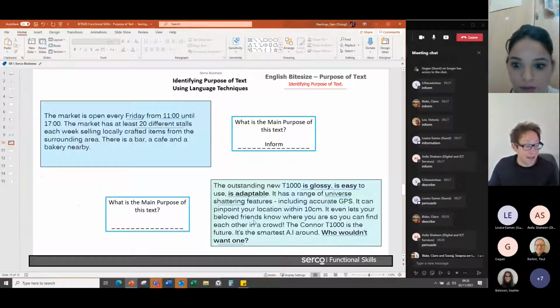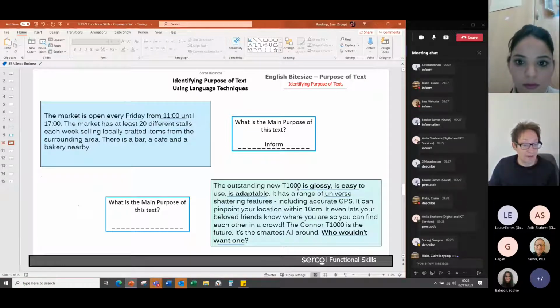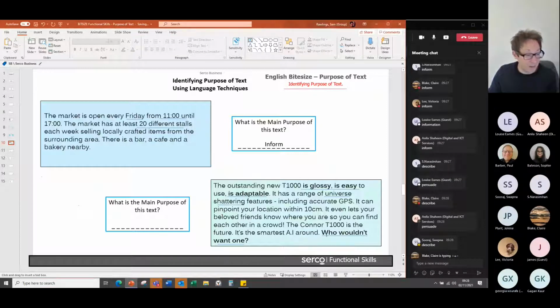Good. So this is like an advert, isn't it? It's trying to get you to buy whatever product this is. So if we use these types of language techniques, rhetorical questions, hyperbole, rule of 3, that means we're looking at a persuasive text. So that one is a bit more difficult.